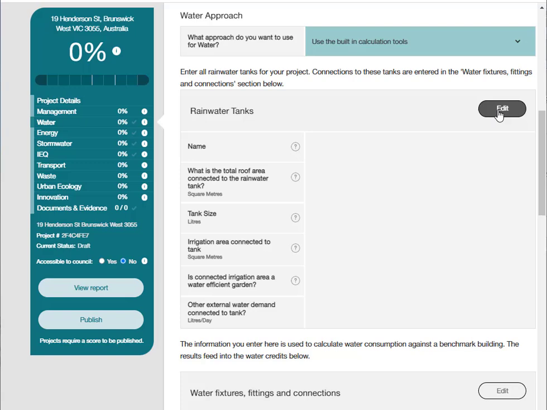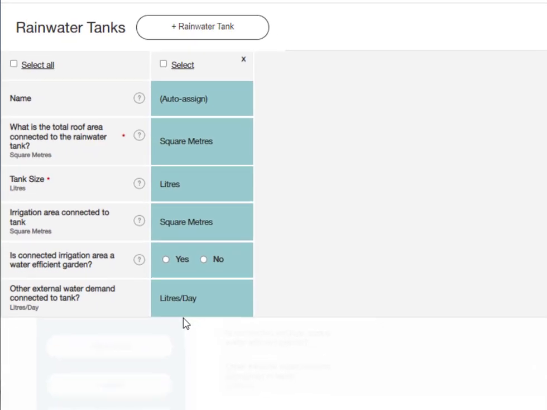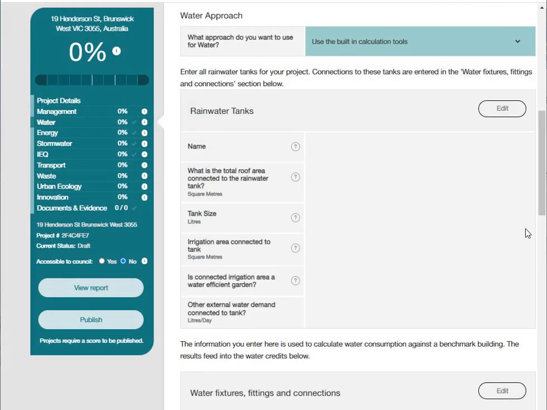Editor grids are where a large amount of information is added in one table. The table opens in what is called a modal. Data is entered and then the modal is closed. The solar PV systems, the rainwater tanks, water fixtures and fittings, and the dwellings energy table are all examples of editor grids. You will also be familiar with editor grids from the project details page.